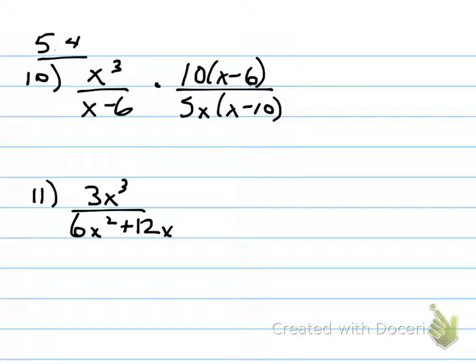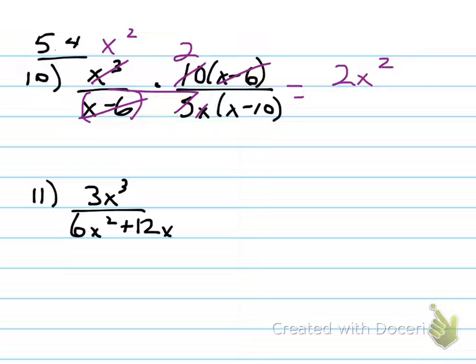Standard 5.4, we have factors. X minus 6 is a factor in the top and the bottom. As we're multiplying, everything's in the top and everything's at the bottom. So x minus 6 over x minus 6 is 1. 10 over 5 is 2. And x to the third over x is x squared. So I'm left with 2x squared in the top and x minus 10 in the bottom.